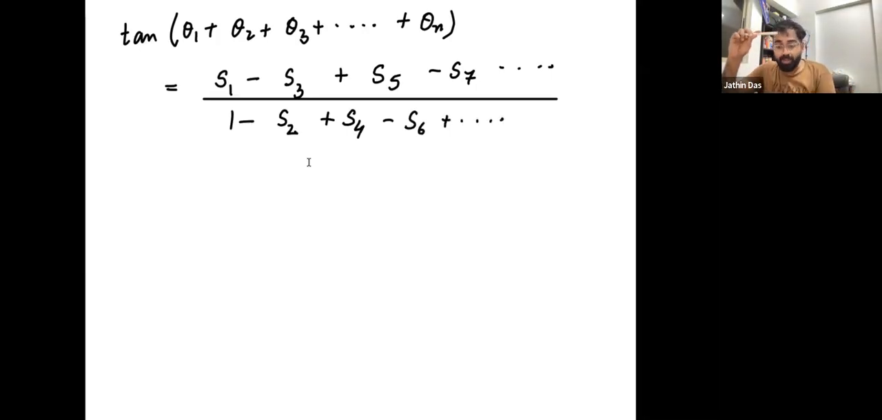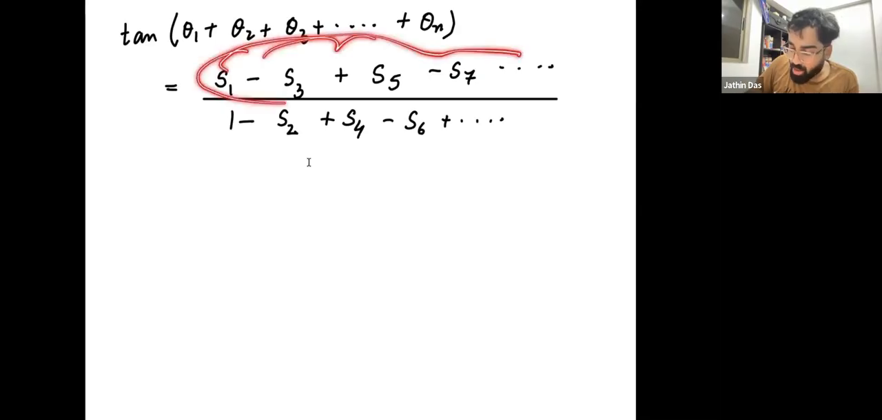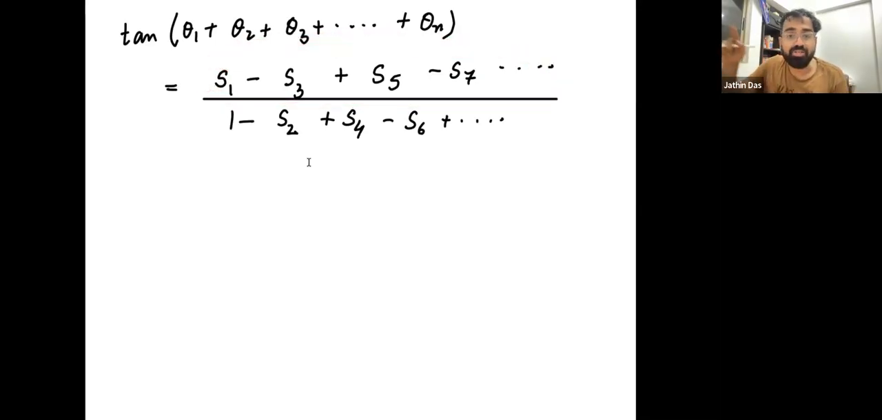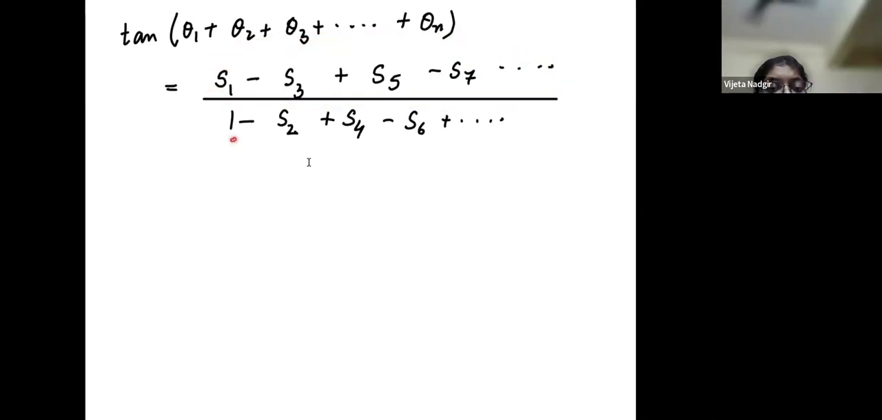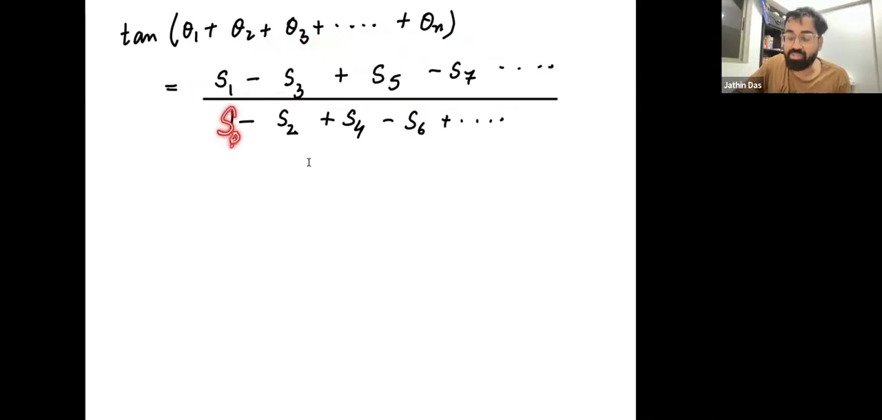So S, again there will be sign changes, and all the odd sums will be on top with a sign change. Here we'll start with 1. 1 you can imagine as S0. And you'll start with the same pattern of even with a sign change.